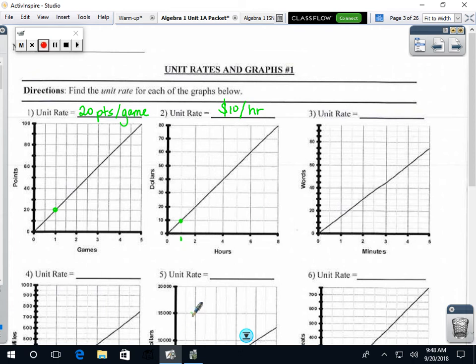All right, what about number 3? Can you pick a point at x equals 1 for this one? You can. You just better be careful if you do to make sure you have the right y value. What's the y value? 15. Because if you look, it starts at 0. So this would be 5, 10, 15. So that's 15 words per minute.